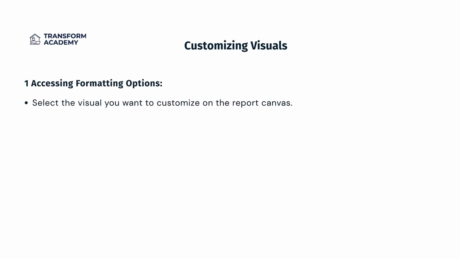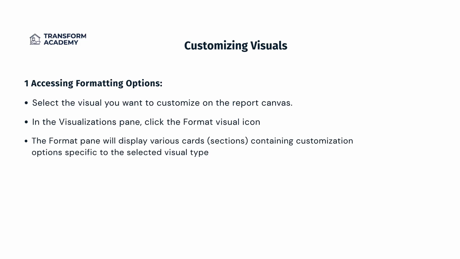Customizing visuals. Power BI offers extensive options for customizing the appearance of your visuals to improve clarity, match branding, or highlight specific data points. Accessing formatting options. Select the visual you want to customize on the report canvas. In the Visualizations pane, click the Format Visual icon, which looks like a paintbrush. The Format pane will display various cards containing customization options specific to the selected visual type. General settings, often under the General card.